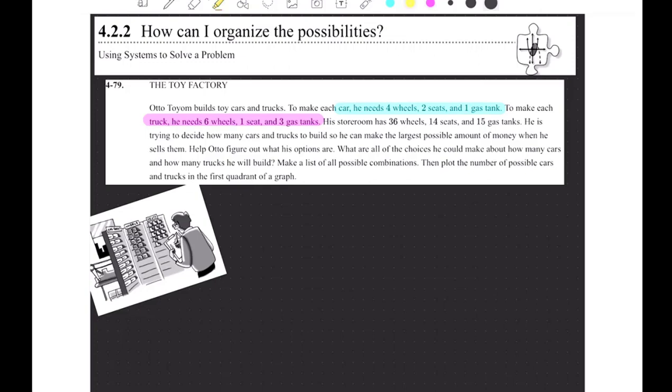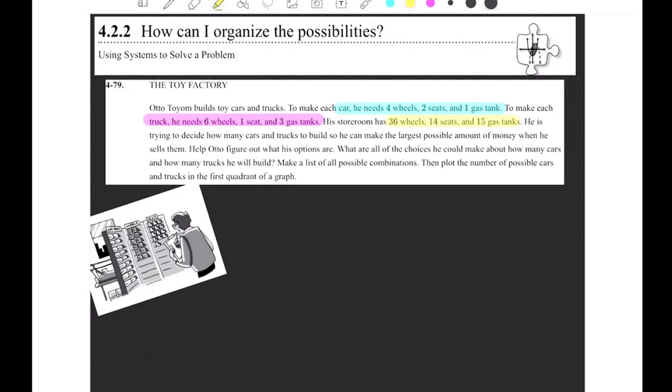And then his storeroom has 36 wheels, 14 seats, and 15 gas tanks. So that's what's in the storeroom. That's the maximum amount of supplies that you have in order to build these cute little cars and trucks. So they're trying to decide how many cars and how many trucks they can build to make the most amount of money, because isn't that every business's prerogative, right? How to produce to make the most amount of profit.